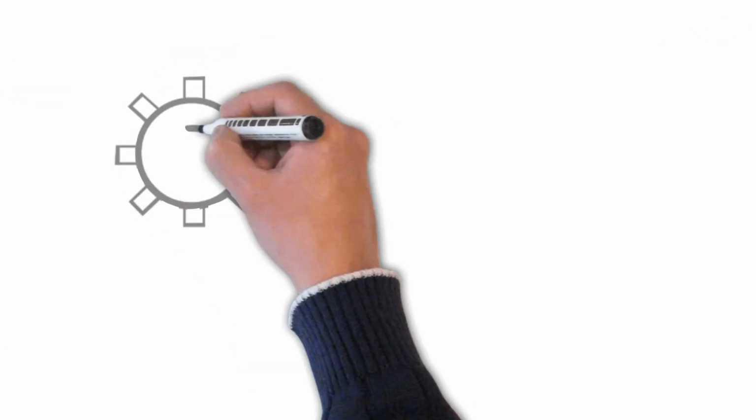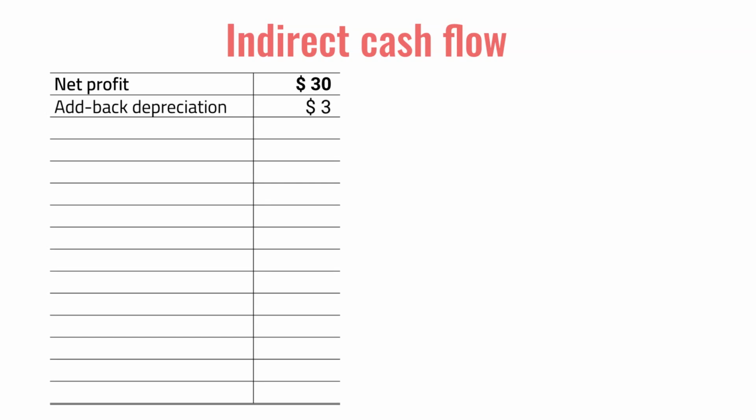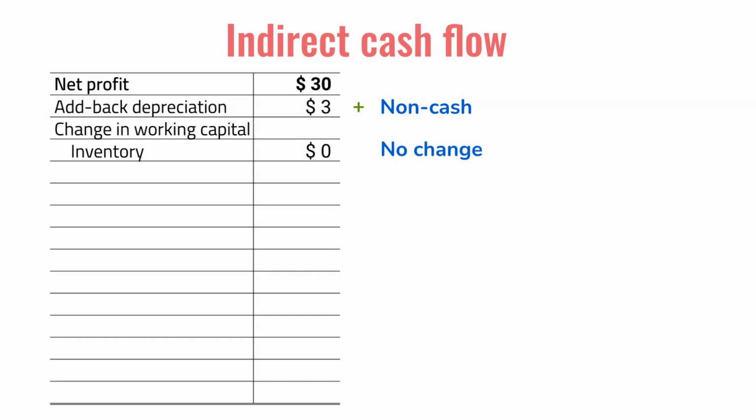Let's quickly run through year one of our Apple world. We start with net profit of $30. Let's add back depreciation of $3. Remember, depreciation doesn't result in any cash movements, but it was deducted as an expense from our profits. So we reverse it. We bought and sold all apples, so no change in inventory.